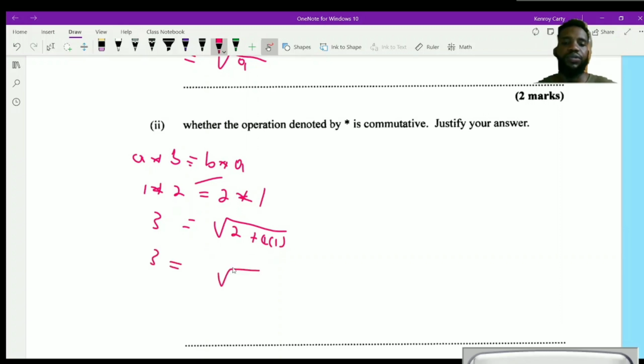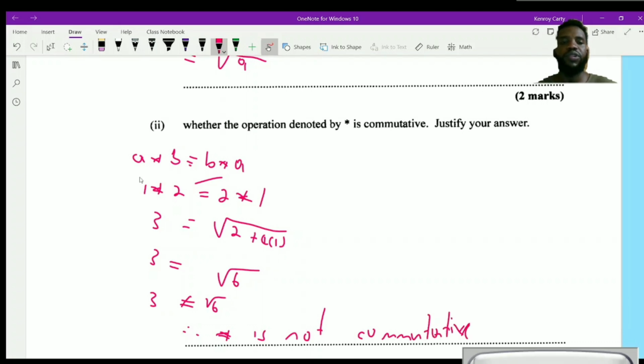3 equals the square root of that, 6. 3, well, square root of 6. 3 is definitely not equal to the square root of 6. 3 is equal to the square root of 9. So therefore, we can see that asterisk is not commutative. All right?